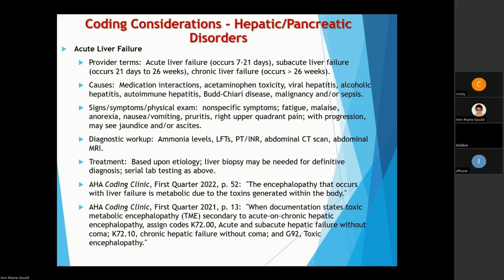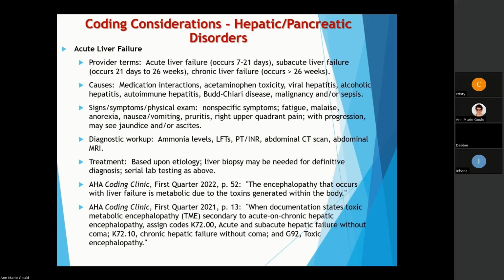They will do a liver biopsy, but if they're having some problems with coagulopathy, they usually won't, because what's going to happen if they do a liver biopsy? They're going to bleed more and they can bleed out and unfortunately die. So very rarely do you see liver biopsies performed on these patients.